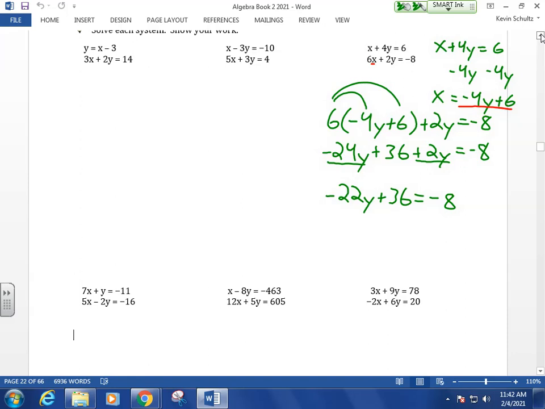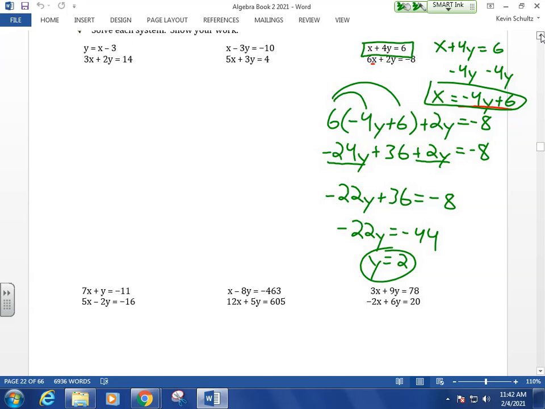Okay? So two-step equation, subtract 36 from both sides. Negative 22y equals negative 44. Divide both sides by negative 22. And y equals positive 2. Since one of our equations already has x by itself, there's no reason why we wouldn't go directly there. x plus 4y equals 6. Or actually, probably this one here too. Okay, but either one you want to use, plug 2 in for y, and you're solving for x. I believe we get negative 2. Okay.